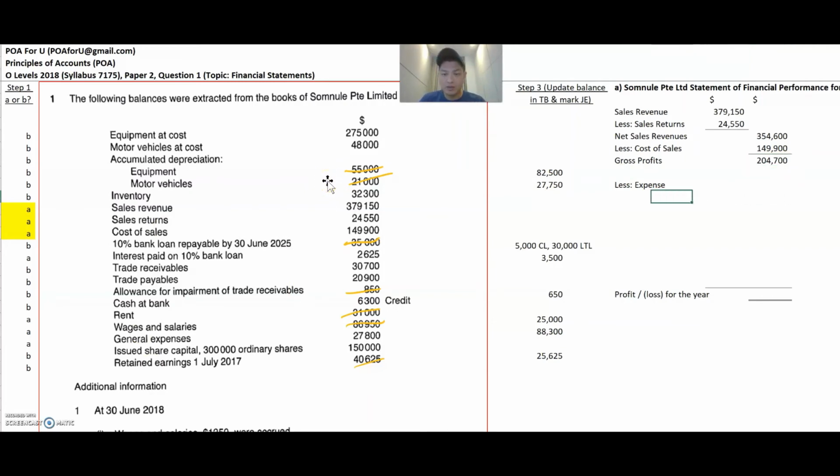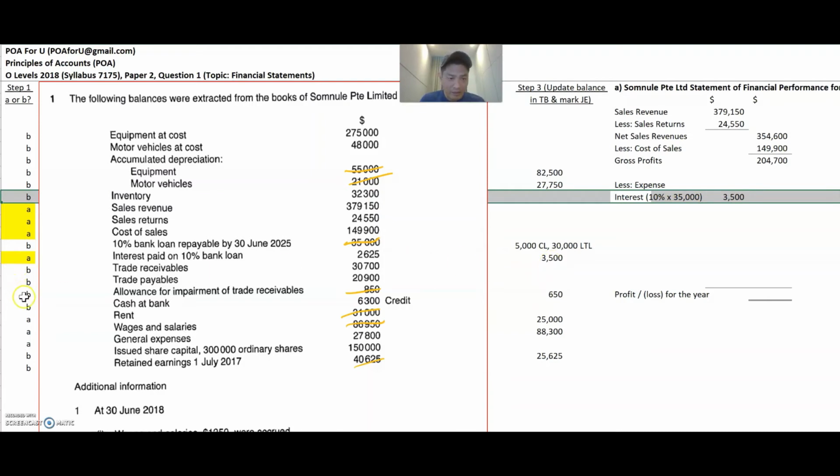Then you start to read less other expenses. So other expenses that are indirect, like wages and salaries, rent and stuff like that. That is not the product cost itself. So we go one by one. The first one is interest expense. And then less interest expense here, and I've put the workings here. 10% times 35,000, which is 3,500. That's how we got our new number.